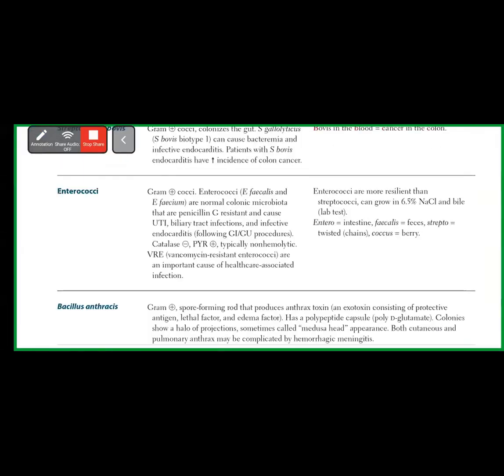Now let's move on to the next organism, Bacillus anthracis, which is again a gram-positive bacteria.